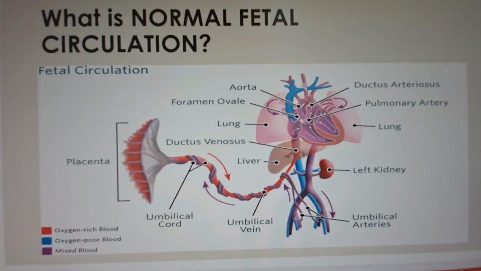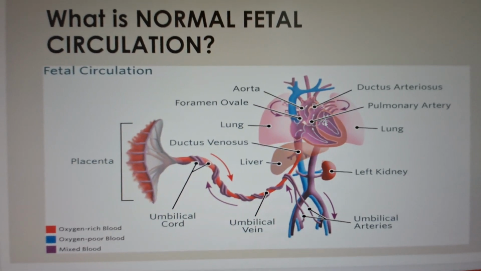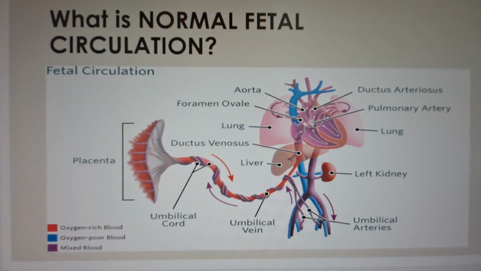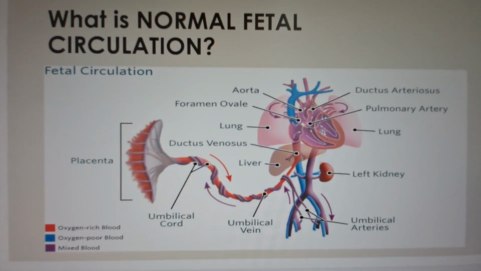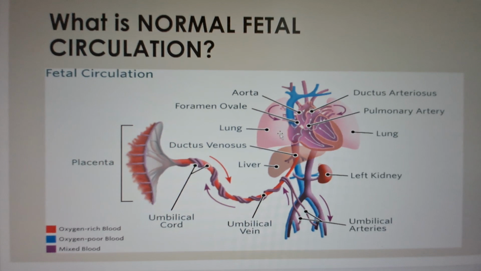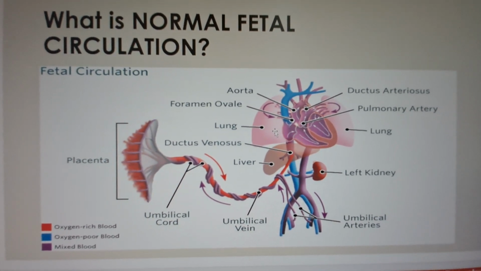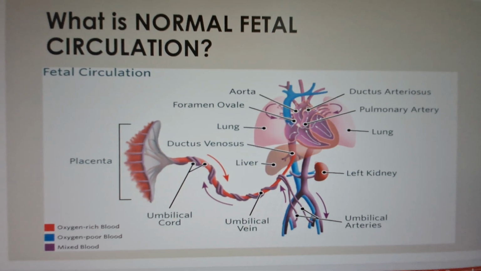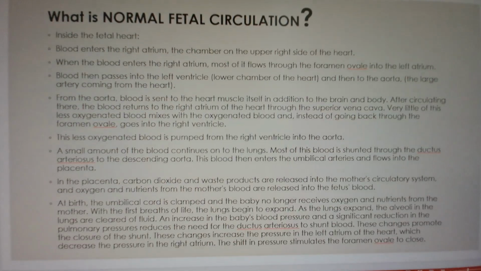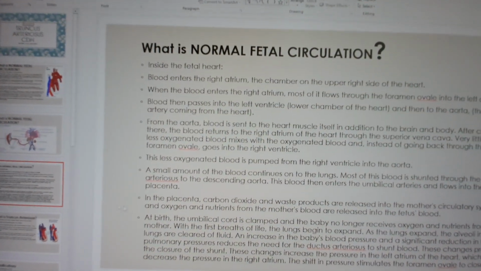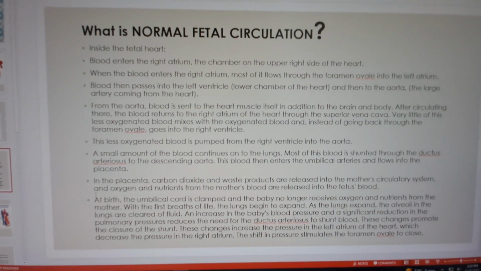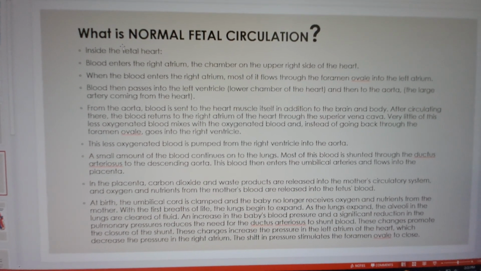This is the aorta, with the neck branches. The opening between the two atria is the foramen ovale, and these are the lungs of the baby. So this is the circulation of the fetus, which is different from the adult. I already explained this, I just read it fast.